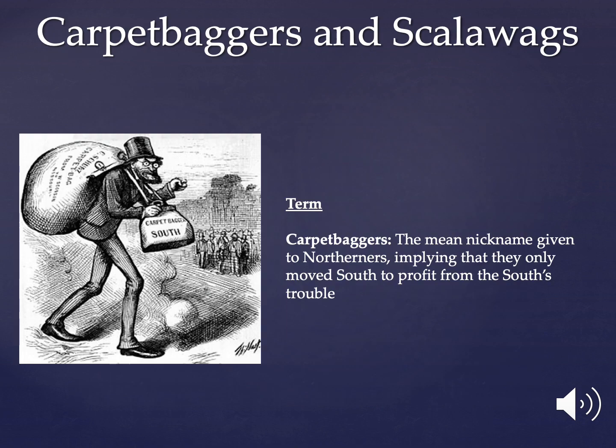Carpetbaggers and scalawags. Some Northerners moved south to work in government, hoping to either start a business or help the freedmen or to profit from the South's troubles. Southerners hated these Northerners, calling them carpetbaggers, implying that they had come to the South to get rich and fill their bags.